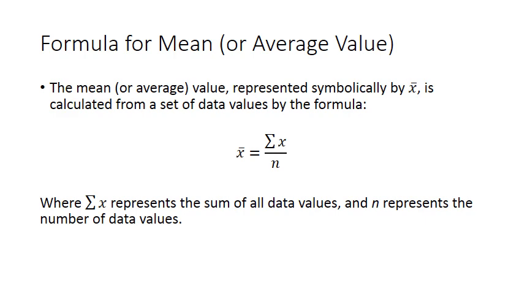for calculating it. The mean or the average value, which is represented symbolically by what we call x bar, that is the letter x with a small bar written above it, is calculated from a set of data values by the formula x bar equals the sum of all the data values divided by the number of data values.